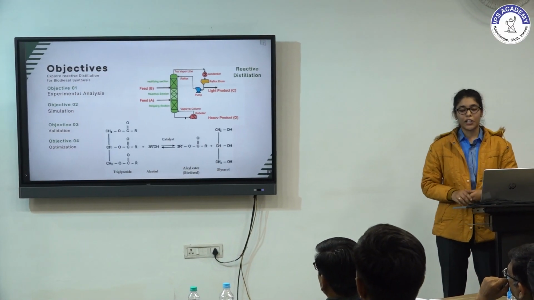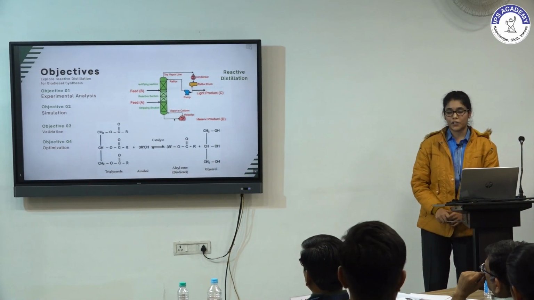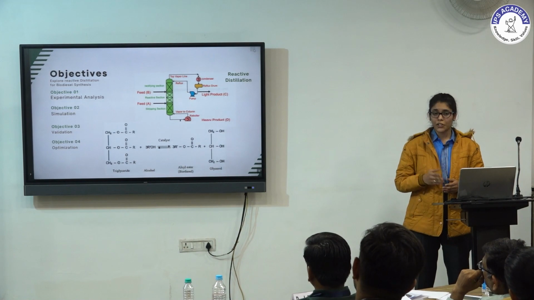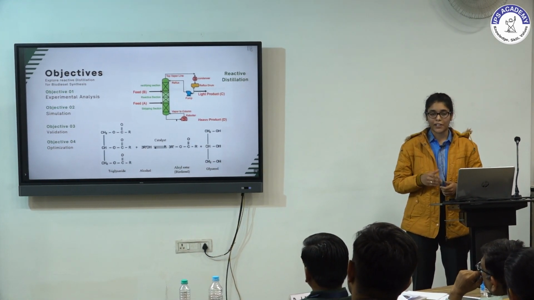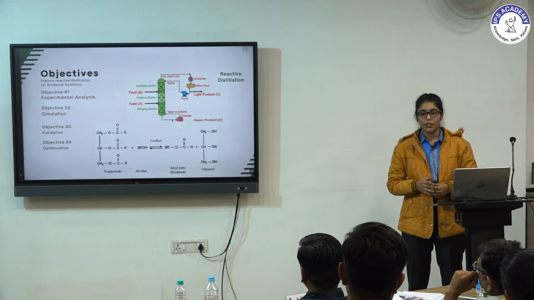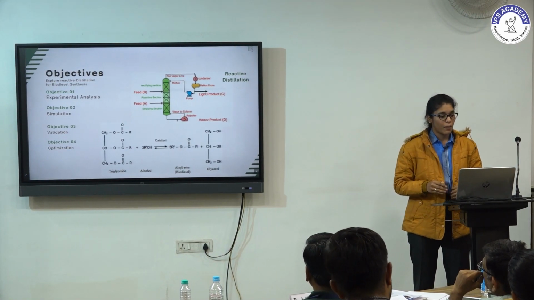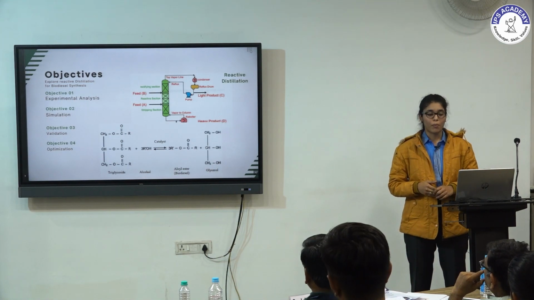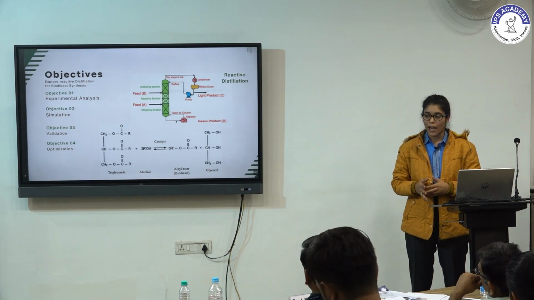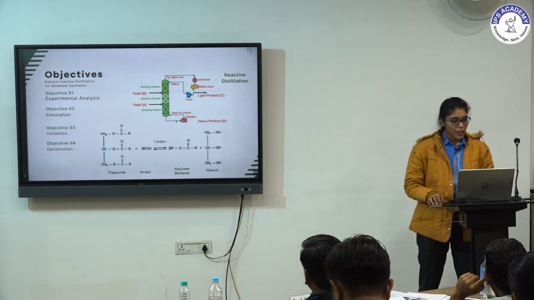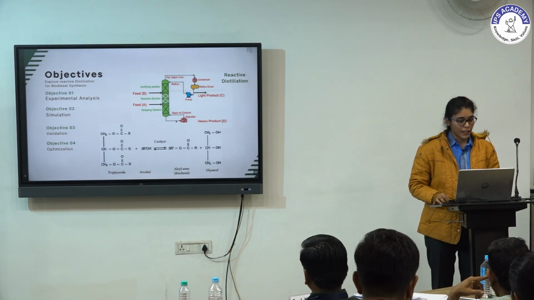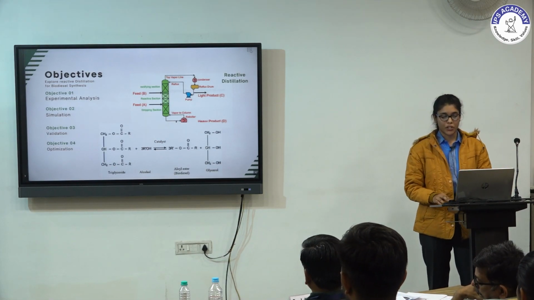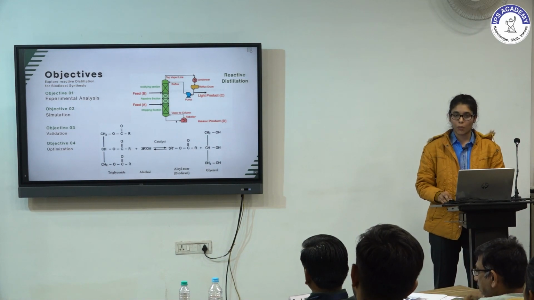With the help of extraction technology, we are going to extract the oil of orange peel. Then we will transfer this extracted orange oil into the reactive distillation for further procedures. With the help of an amphoteric catalyst, we are going to separate this oil to form products such as glycerol and biodiesel. So let me clarify my objective once again. At the start, we are going to see the experimental analysis. The second one is simulation, the third one is validation, and the last one is optimization.